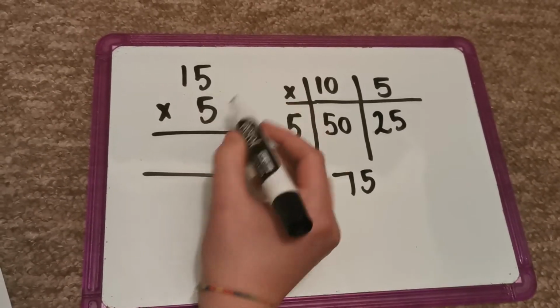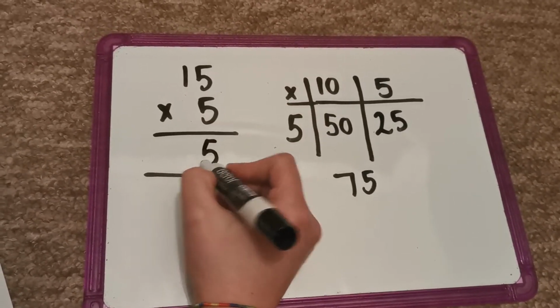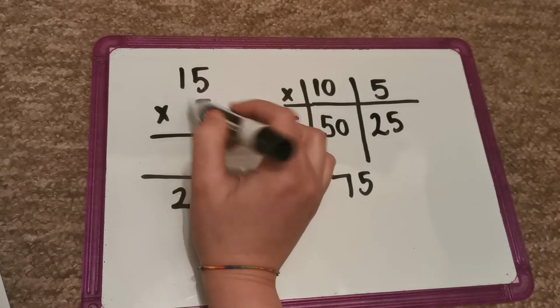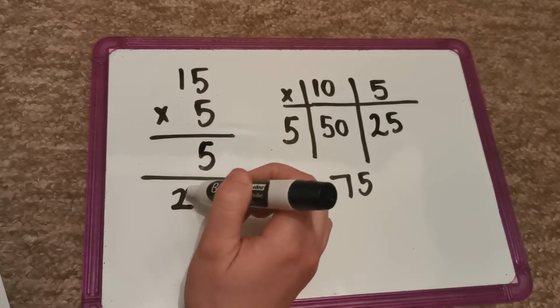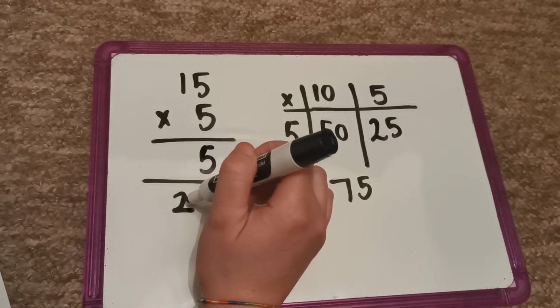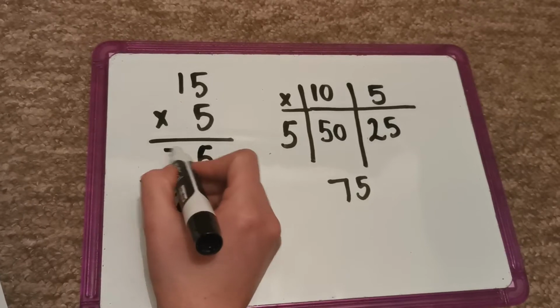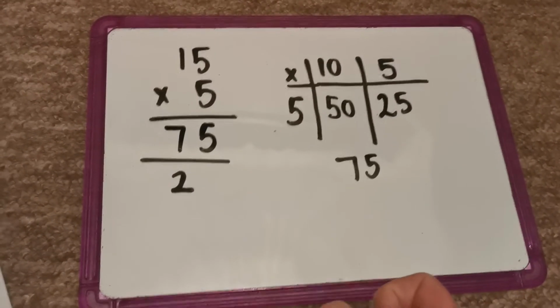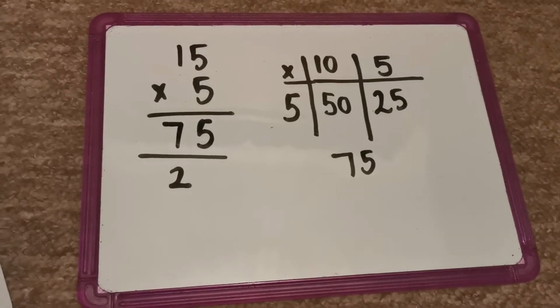Then with the written method, you've got 5 times 5 is 25. So 25 has 5 ones and 2 tens. Then 1 times 5 is 5, so that's 10 times 5 is 50, plus 2 tens is 60, 70. So then we place a 7. 7 tens is the same as 70. So the answer is 75.